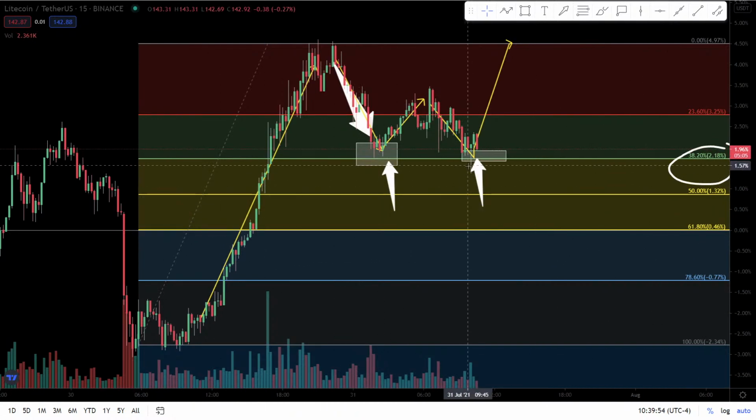If price action for Litecoin were to break down into the golden zone, that's not too great for the longs. And that's pretty much it. I hope that's been helpful. Any questions? This is the time to ask.